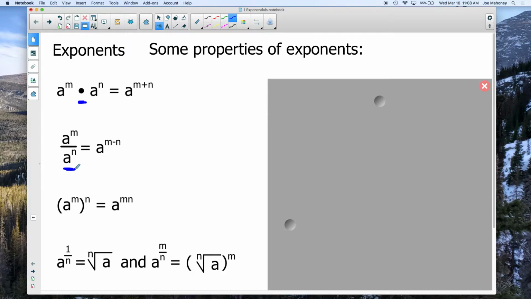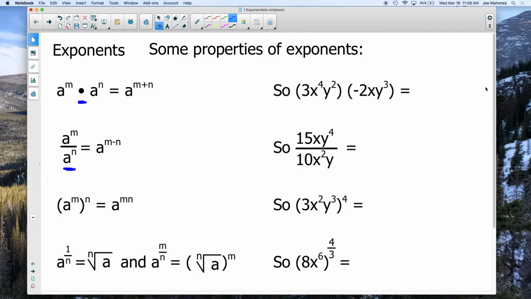This third one I always call the power to a power. So when you raise something like a to the m to the power of n, you end up multiplying the exponents together. And the last one handles square roots: when you have a fractional exponent, it's the root of the base that you want. So we can maybe pause our video and practice a few of these real quick. I'll come back to you in a moment.